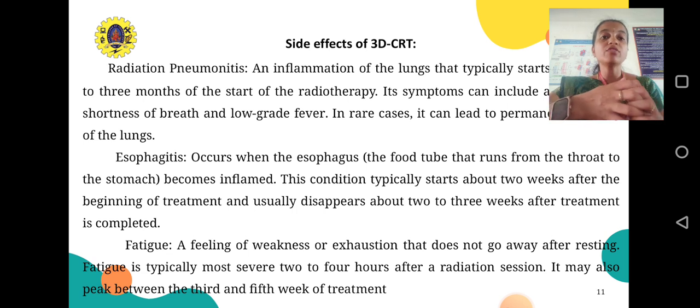Next is fatigue, a feeling of weakness or exhaustion that does not go away after resting also. The patient will be in a very weak or exhausted state. Fatigue is typically most severe 2 to 4 hours after the radiation session. It may also peak between 3 to 5 weeks of treatment. After this treatment, it can lead to 3 to 5 weeks of fatigue also. These are the side effects which can be caused by 3D CRT.